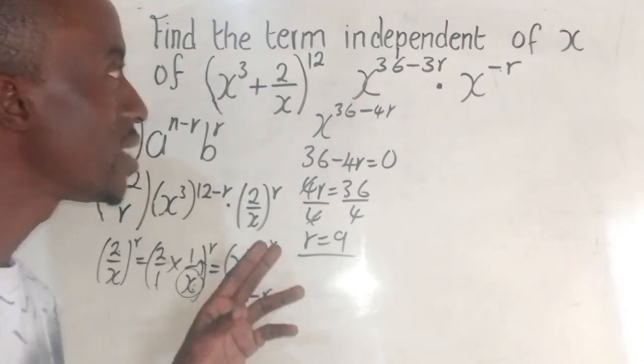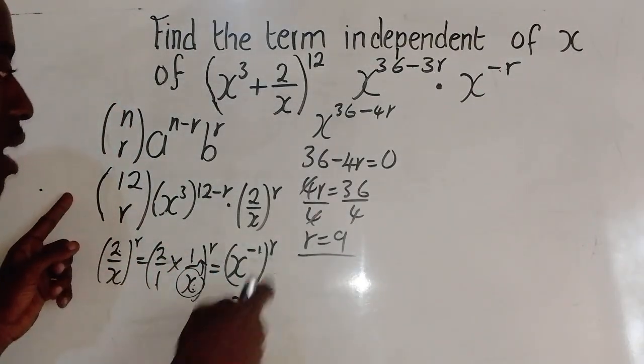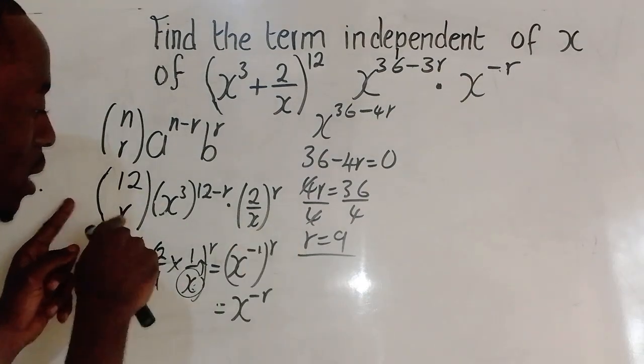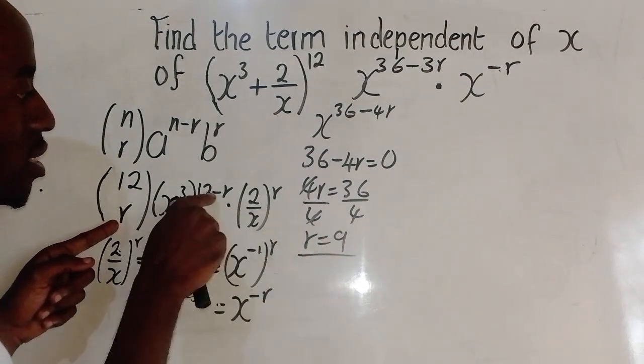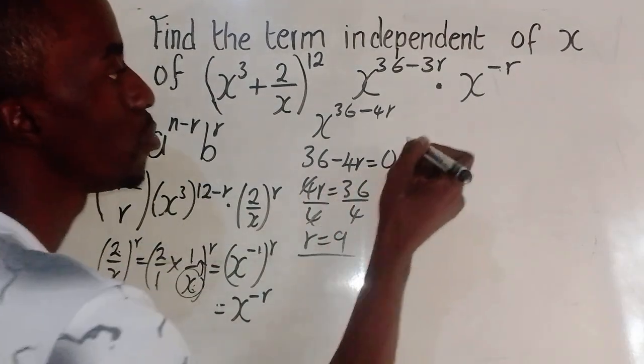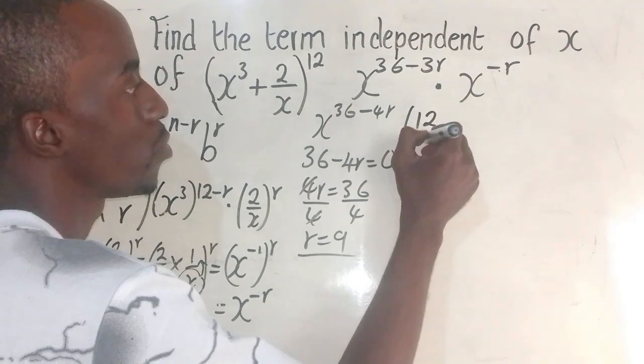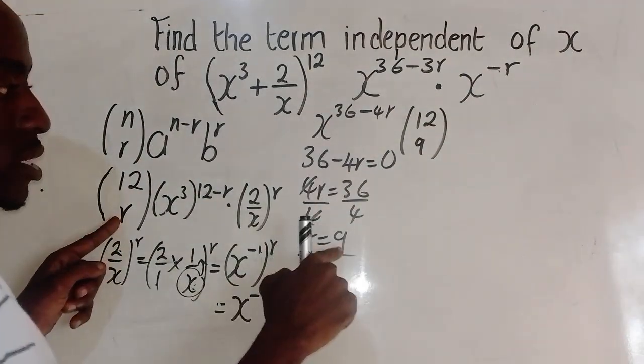Now we need to find the actual term. So to find the actual term, we go back to our formula, this formula here. Where there is r, now we put 9, even here we put 9, even there we put 9. Okay? So meaning it will be like this now. It will be 12, and then we put 9. Here where there is r, we put 9.